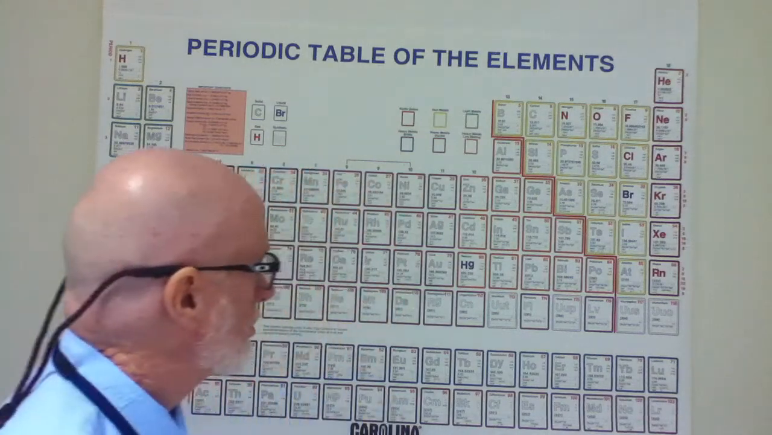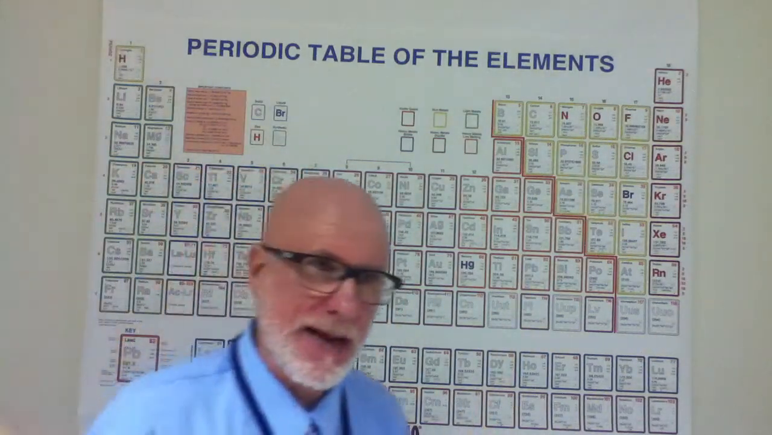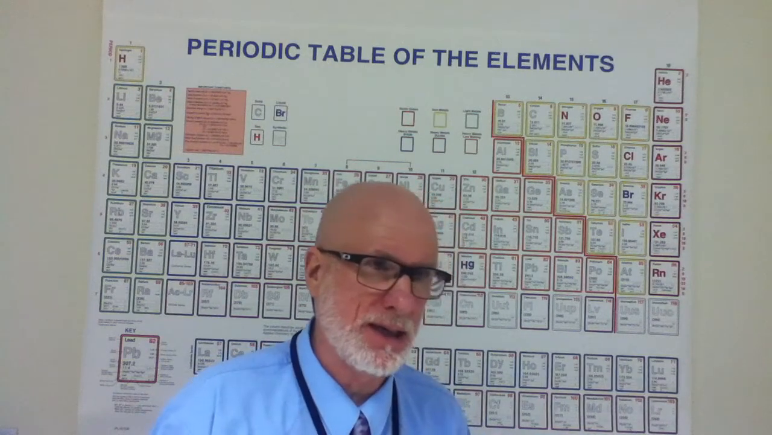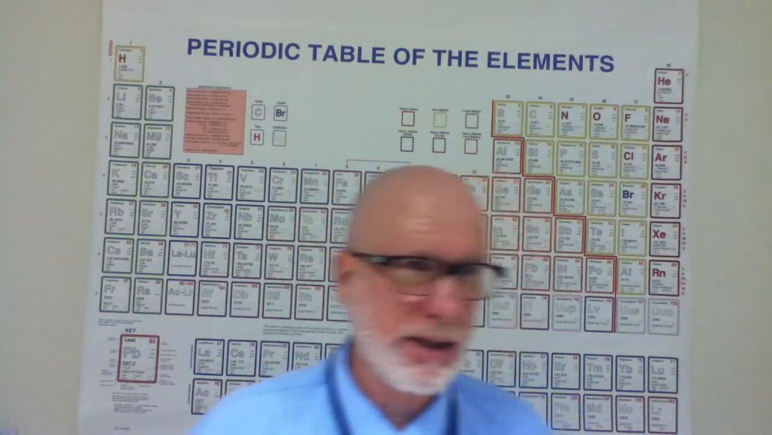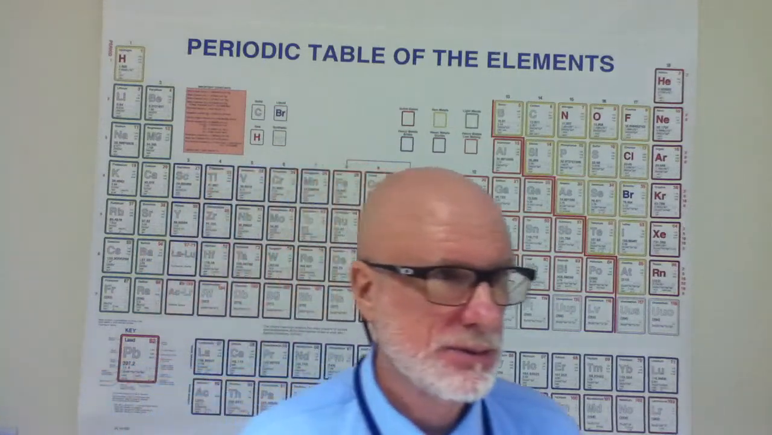All right, what else? Let's talk about Mendeleev. Let's go back to Mendeleev. What year did he publish his periodic table? 1869. Post-American Civil War Reconstruction. Ulysses S. Grant was president in the United States.